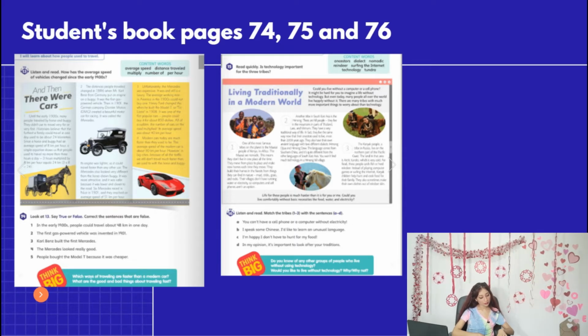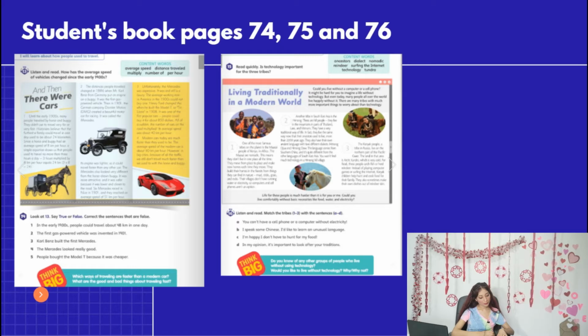It was one of the first popular cars. People could buy it for about $850. All of a sudden, the number of cars on the road multiplied. Its average speed was about 40 kilometers per hour.